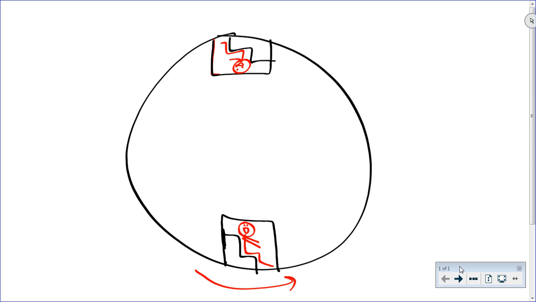Okay, so he's moving in a circle, so there has to be a centripetal force, yes? All right, for simplicity, let's assume that his speed is constant the entire time he's moving, okay?